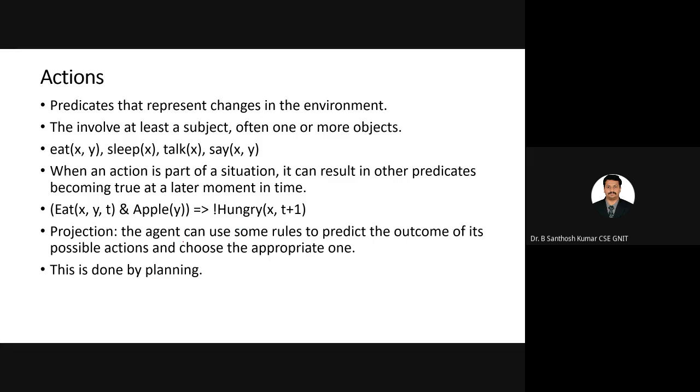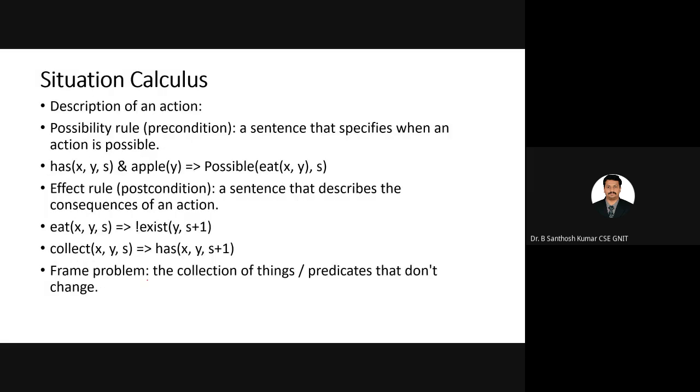Then the projections: the agent can use some rules to predict the outcome of its possible actions and choose the appropriate one. This is done by planning. Then the situation calculus. The situation calculus is a description of an action. We follow two types of rule. One is the positive possibility rule. Another one is the effect rule.